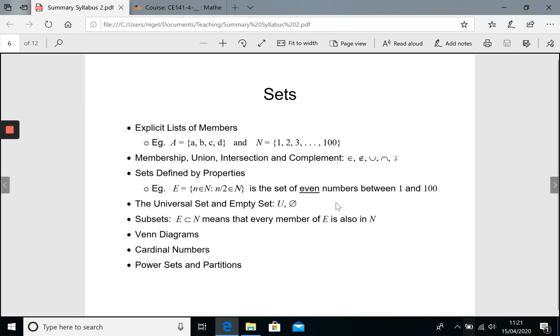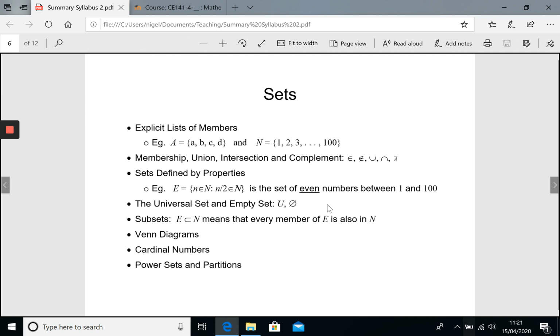We can also define sets by properties that their members share. So, for example, if we've got this set N of whole numbers between 1 and 100, then we can define a subset of N by defining, for example, E to be the set of all those members of N such that when we divide by 2, that number is also a member of N. That will be the set of even numbers between 1 and 100. So the way to read this is: E is the set of those n belonging to big N, such that, read the colon as "such that", n over 2 is also a member of N.